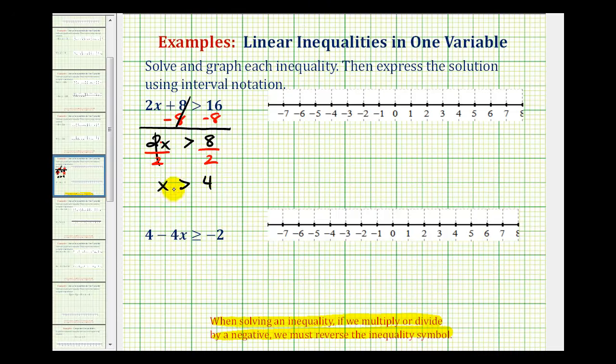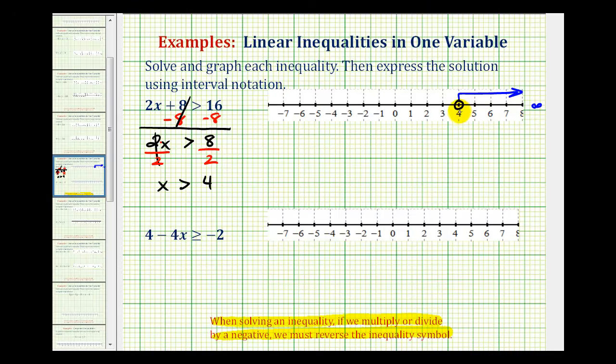Notice that 4 does not satisfy this inequality because 4 is not greater than 4. So to show positive 4 is not in this interval, we make an open point on positive 4, and the numbers greater than 4 would be to the right of positive 4, so we draw an arrow to the right. And as we continue to move right on the number line, we would be approaching positive infinity. And knowing this is going to help write the interval in interval notation.